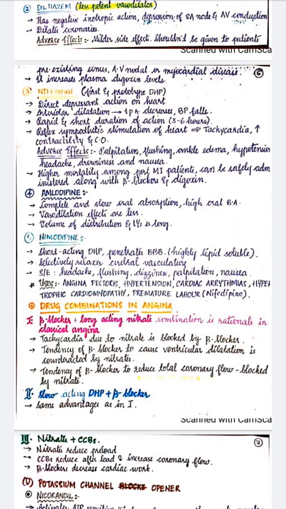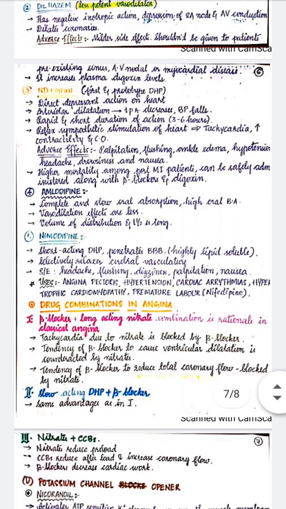The adverse effects include palpitation, ankle edema, hypotension, drowsiness, etc. It has got higher mortality among post-MI patients and can be safely administered along with beta blockers and digoxin.